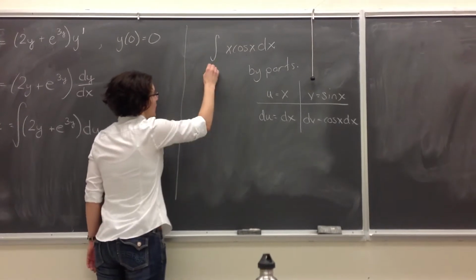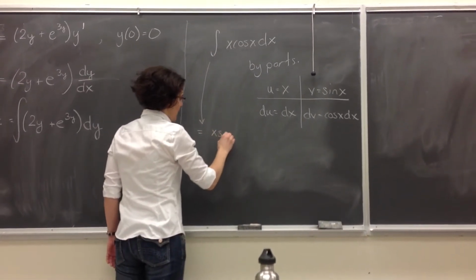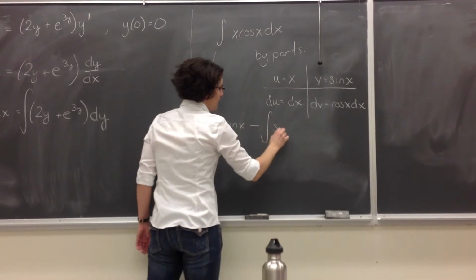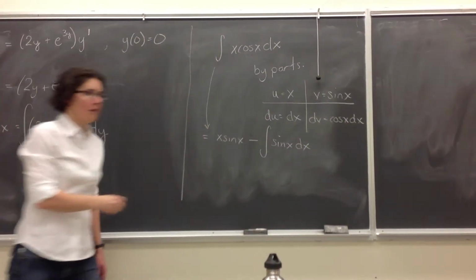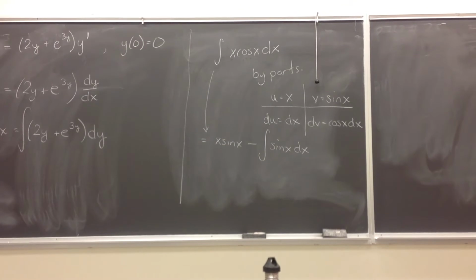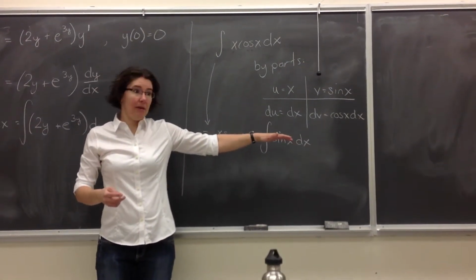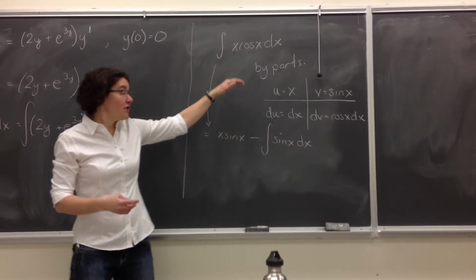And so our integral is going to be equal to uv, so that's x times sine x, minus the integral of v, sine x, du, which is dx. And in terms of my integration technique, integration by parts, I want to stop here and take a look and ask myself, am I in better shape than I was with the original integral up here? And the answer is definitely yes.